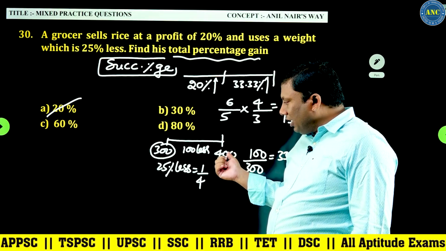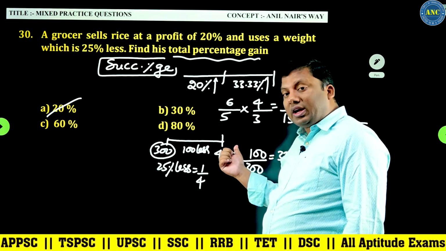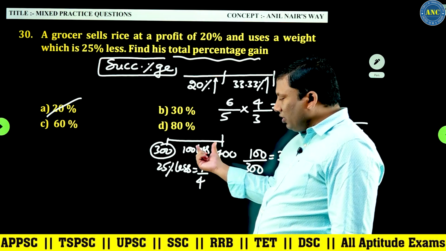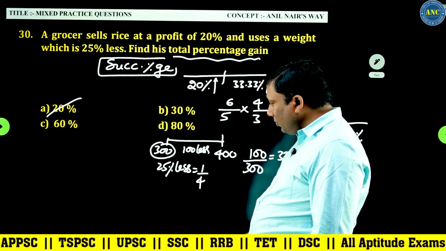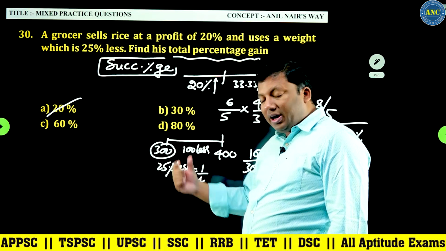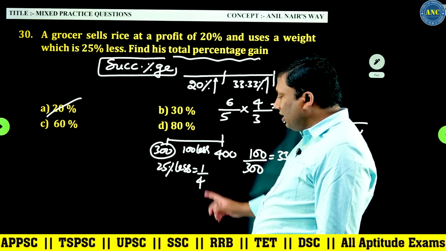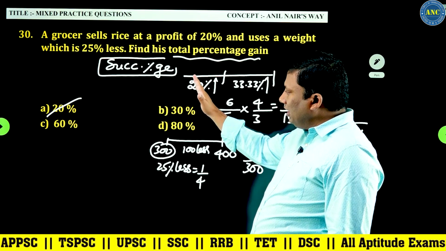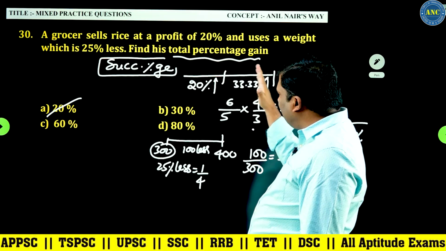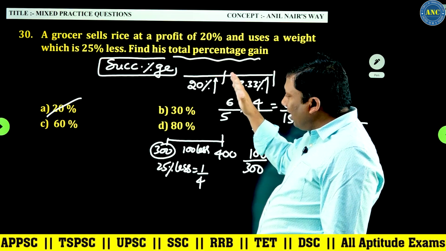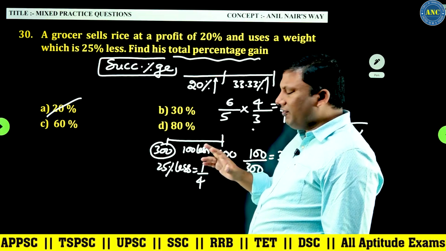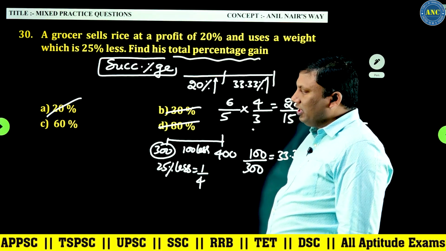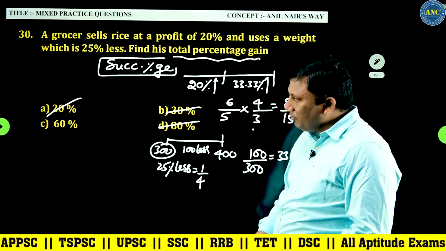For every 400 grams, it will show the customer 400, but the weight of the product is 300. So it is 100 less. The weight of the product is 300 means I invested on 300. 100 on 300, 1 by 3, 33%. Initially it is 20, then it is 33.33. The answer has to be just greater than 53.33. Just greater than 53.33. Idea clear? I hope the concept is clear.